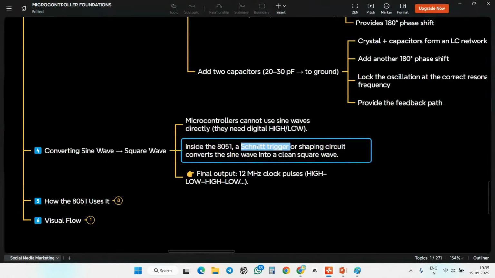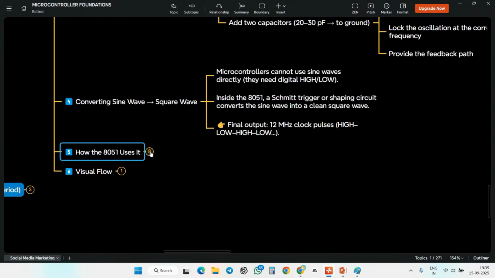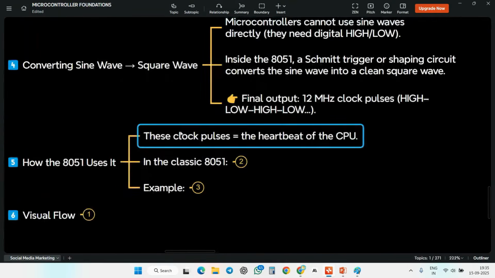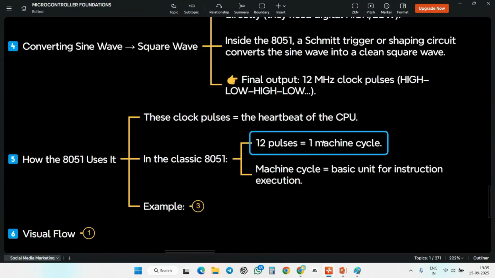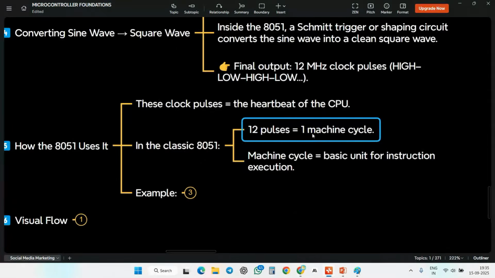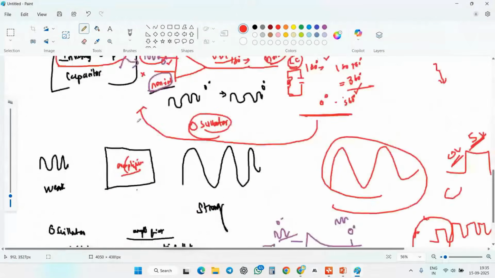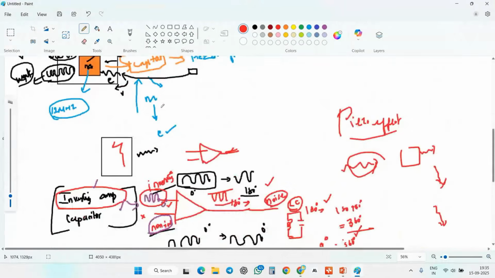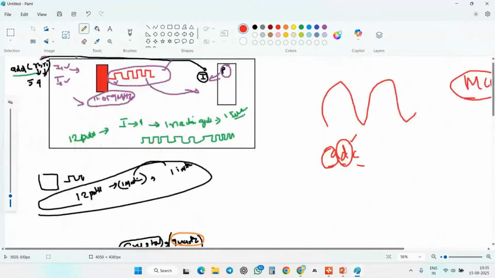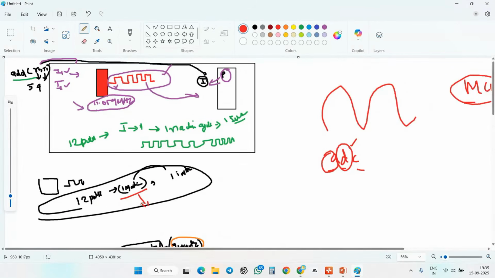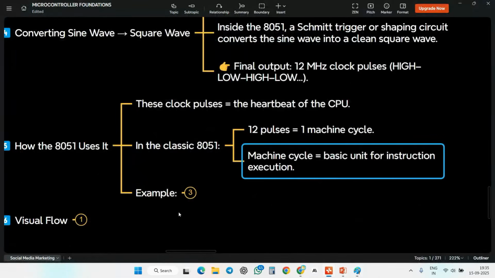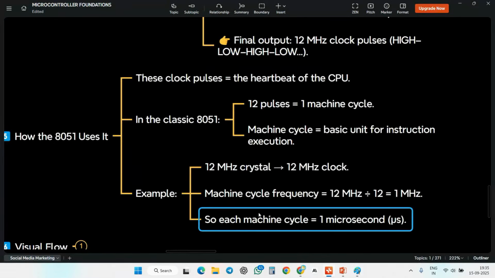Now I've completely changed it to this, and your 12 megahertz clock pulse can produce a 12 megahertz clock. The 8051 produces the clock pulse of the CPU. As already explained, 12 clock pulses make one machine cycle. So one machine cycle has 12 clock pulses to process one instruction. This is a very important thing. You must know this.